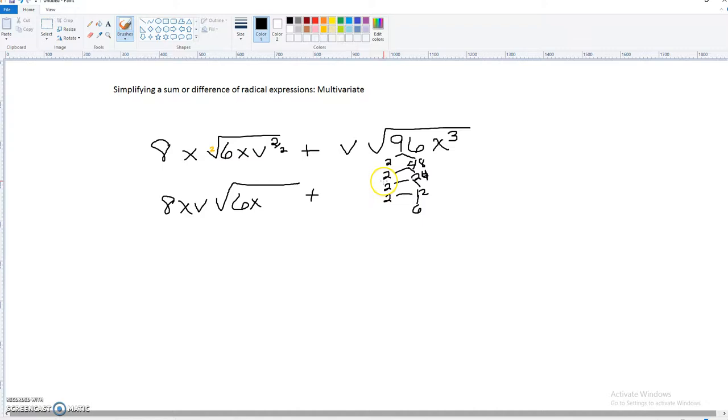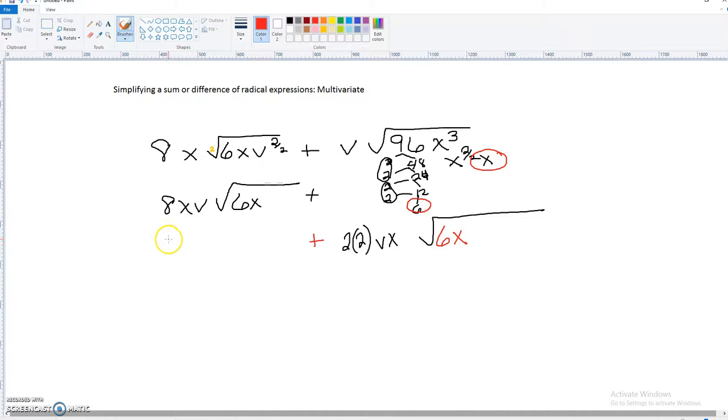So what we have here is we've got 2 sets of 2's. So here's one set of 2 that comes out. And here's another set of 2 that comes out. So now we've got 2 times 2 outside. We've got a V, so I'm going to put that there. Now our X, we can't divide that by 2, but we can split it. So we can have X squared and X. So X squared divided by 2, of course, gives us just one X on the outside. So now underneath the radical, we need to put the 6 and our leftover X.